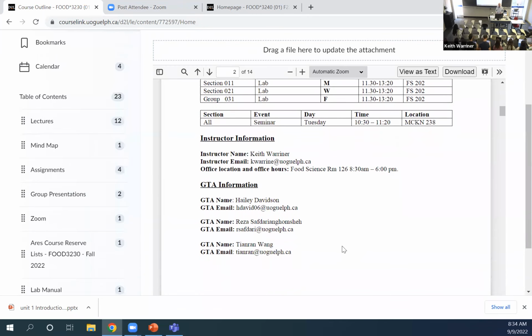So in addition to me, we've got 3 dynamic TAs. Are any of the TAs online?